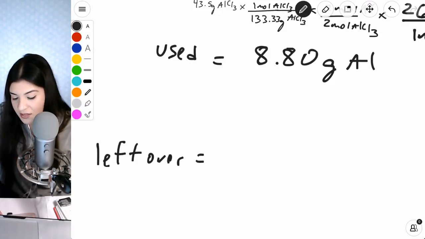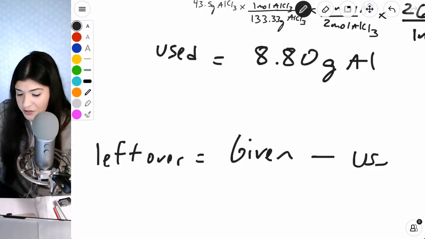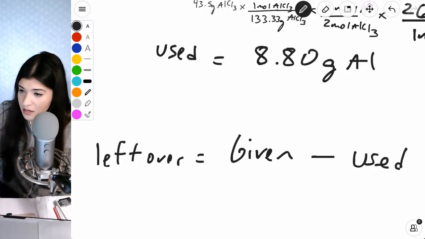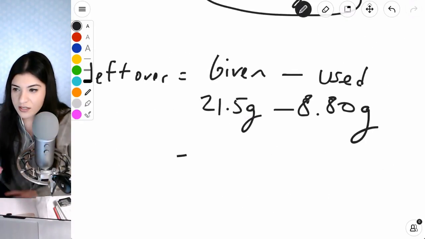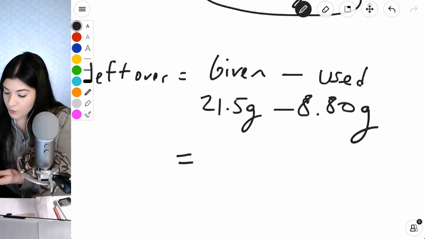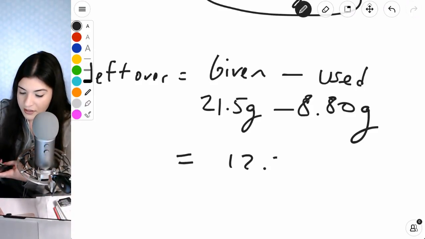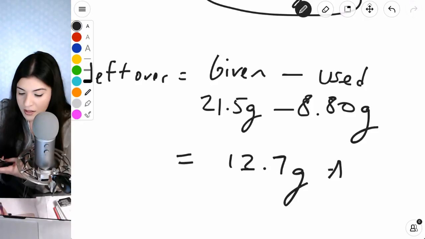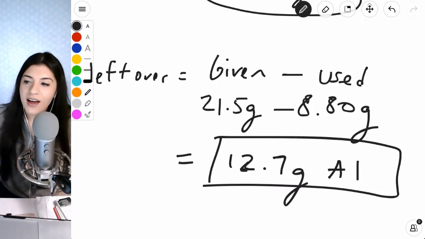To figure out how much is actually left over, what you're going to do is subtract the given amount, the given sample, by how much was actually used. So the given amount was 21.5 grams, and I'm going to subtract that by the amount that was actually used. Finally, this is going to give us how much is left over or how much excess remains. So 21.5 minus 8.80 gives us 12.7 grams of aluminum that is left over or that remains. Okay, so that's how you do all of that.